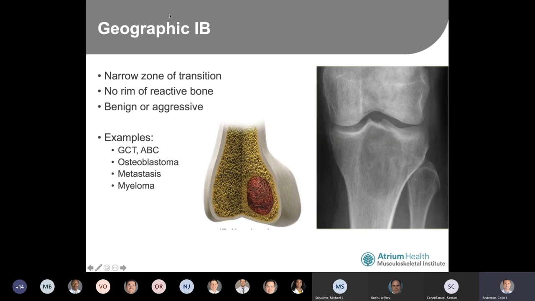When we get to the 1B, lesions that have a narrow zone of transition but no rim of reactive bone, these can be benign, but they also can be active or aggressive. Giant cell tumor, ABC, osteoblastoma, metastasis, or myeloma can all appear like this.